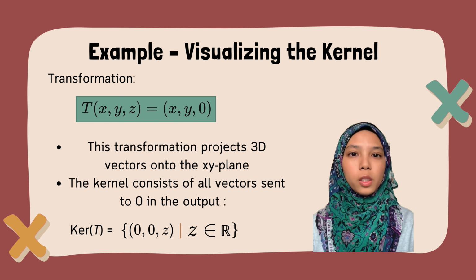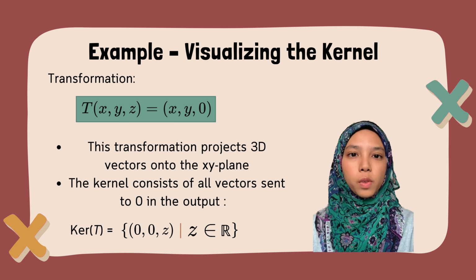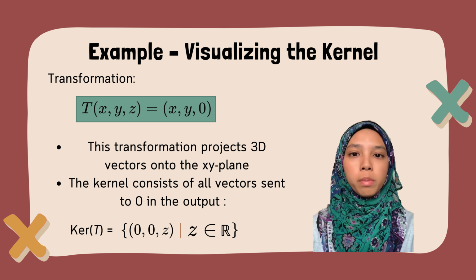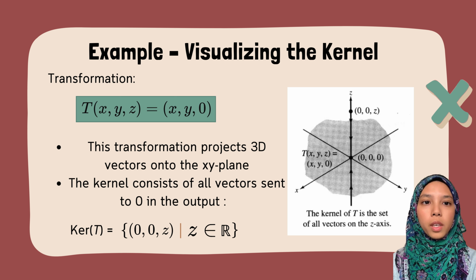Now, let's take a look at a simple example. Here we have a transformation T(x, y, z) = (x, y, 0). This transformation takes a 3D vector and projects it into the xy plane. Notice that the z value becomes 0. So, any vector that lies along the z-axis like (0, 0, z) will be sent to the 0 vector which is (0, 0, 0). This means the kernel of T is the set of all vectors on the z-axis.